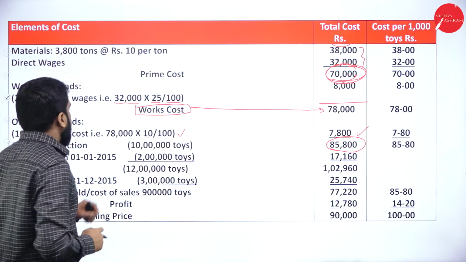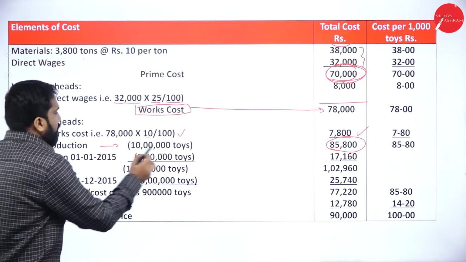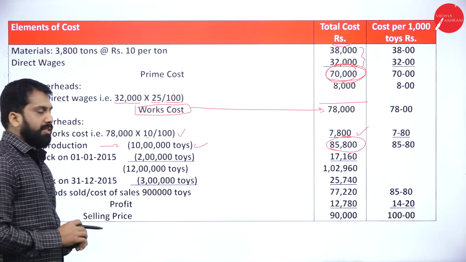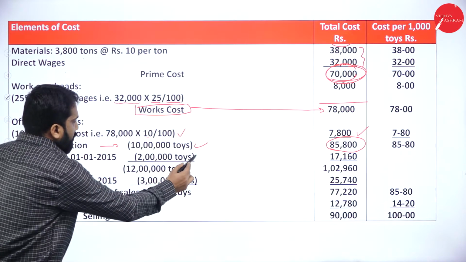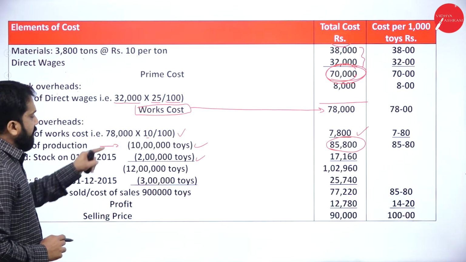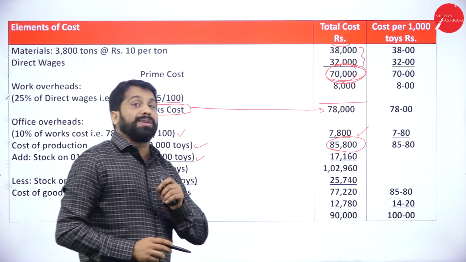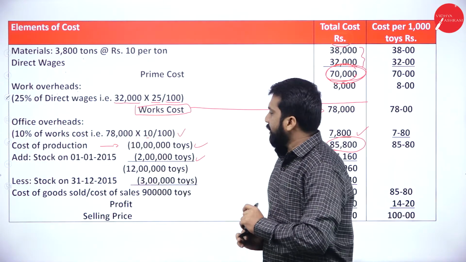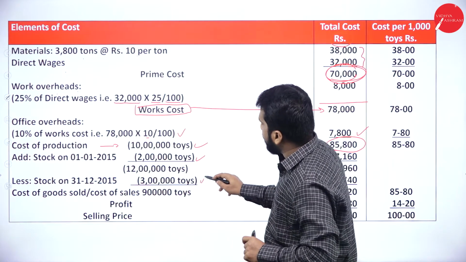Simple. Now, your production 10 lakh toys. Your opening stock 2 lakh toys. And how much did you get? You got 12 lakh. Out of 12 lakh, what is your closing? 3 lakh.